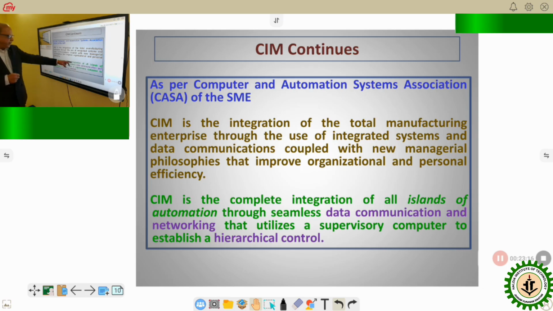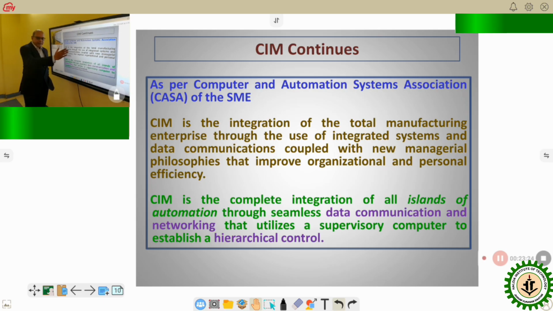So CIM is the complete integration of all islands of automation. This is exactly what I was talking about. There are different islands of automation like design, that is CAD, manufacturing, CAM, computer aided process planning, CAPP, computer aided inspection, CAI, but those are islands of automation. Whereas CIM relies on the integration aspect, and it has certain advantages that we will discuss afterwards. And how? Through data communication and networking by creating a hierarchical control. That is, the CIM common or central database acts as the supervisor and generates a hierarchical system.